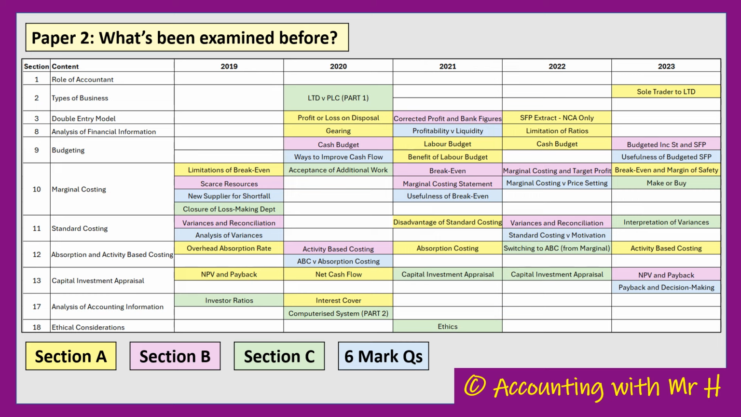And in 2023 there was a short answer, a 3-mark I think it was, question just in section A about whether a sole trader should convert to a private limited company. So I would suggest perhaps those topics, types of business, perhaps not so likely to come up in paper 2, particularly as they just asked that little question last year, and they have come up in paper 1 as well.